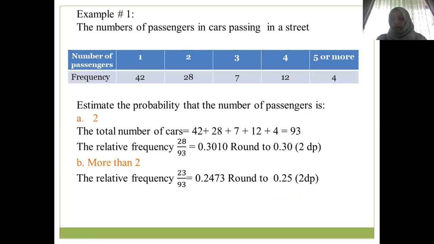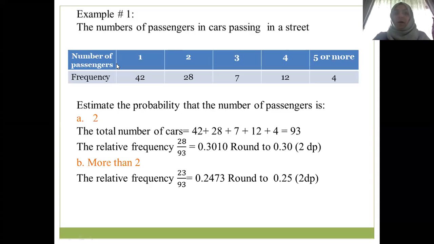Let's go for the first example. The first example is about the number of passengers in a car. There is a person standing beside the street, watching the cars that are passing and recording the number of passengers in each car. So this person found that 42 cars had only 1 passenger, 28 cars had 2 passengers, 7 cars had 3 passengers, 12 cars had 4 passengers, and 4 cars had 5 or more passengers.